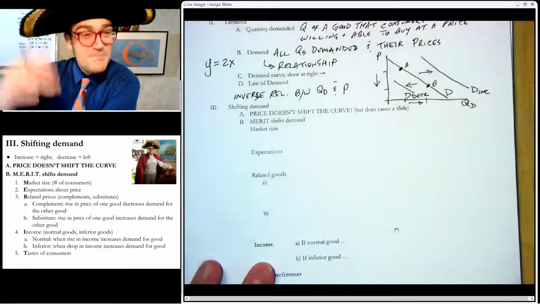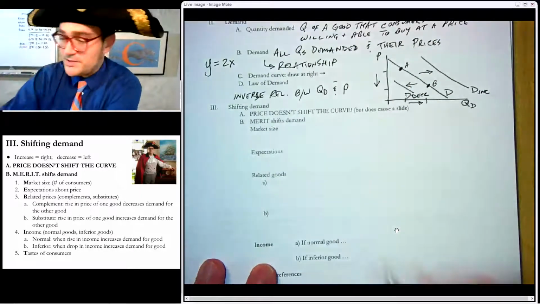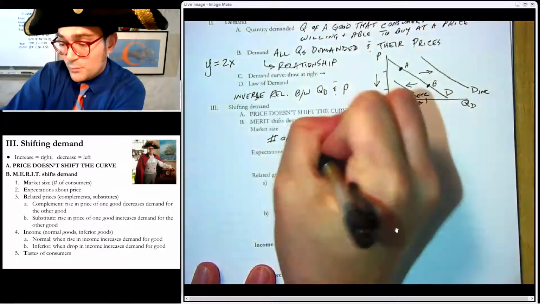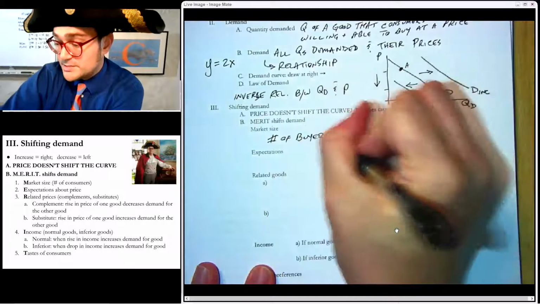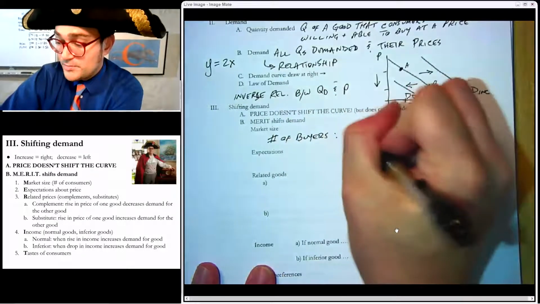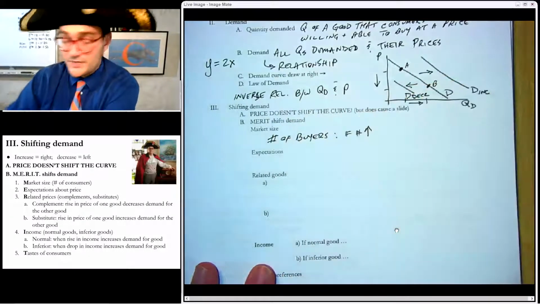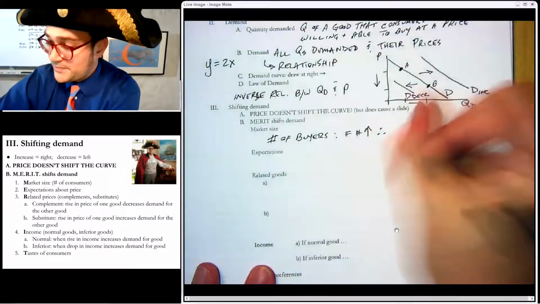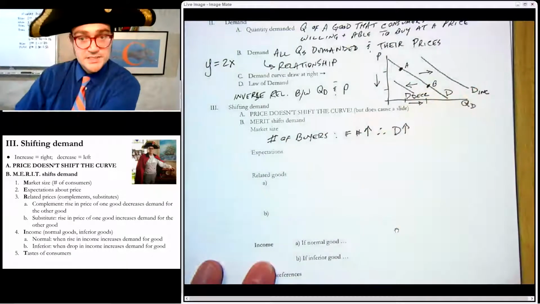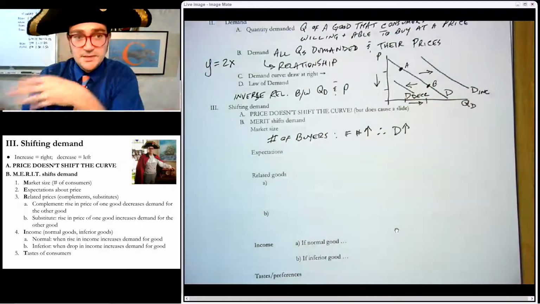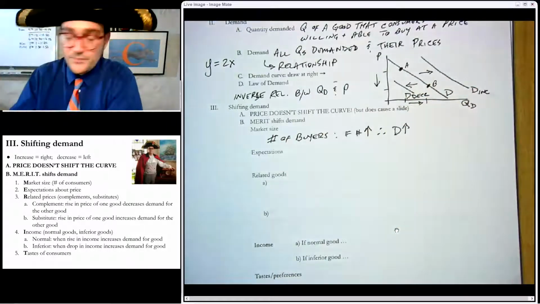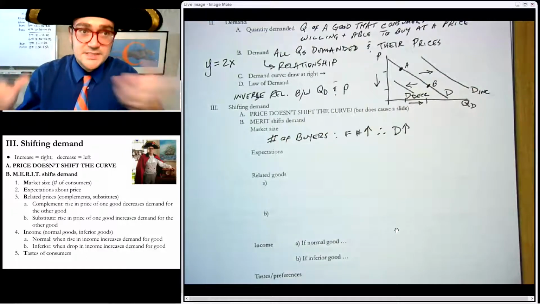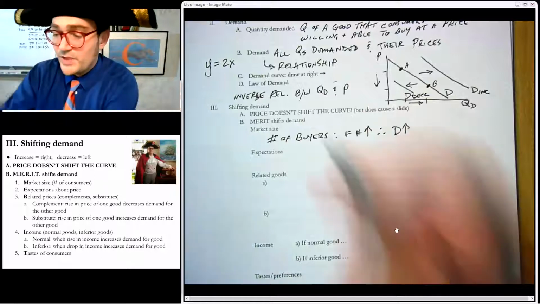First one, and they go in MERIT, that's how MERIT shifts demand. So market size, number of buyers. If we doubled the number of buyers, if the number increases, then we're going to use 3 dots. Those 3 dots mean therefore. Therefore, demand increases. So if we double the number of buyers, demand would shift to the right. Hopefully that one makes sense. It's kind of like, duh. And if the number of buyers decreases, then demand decreases.